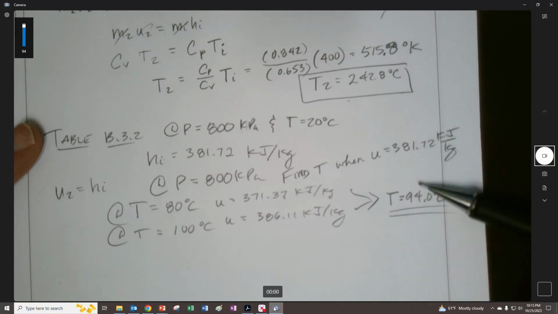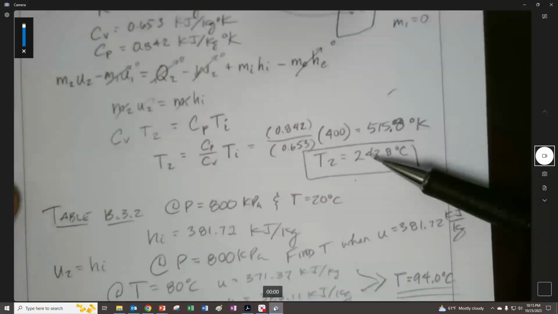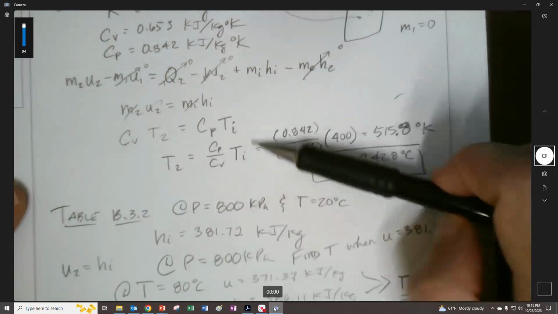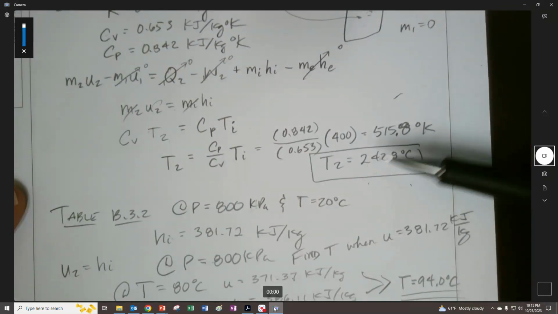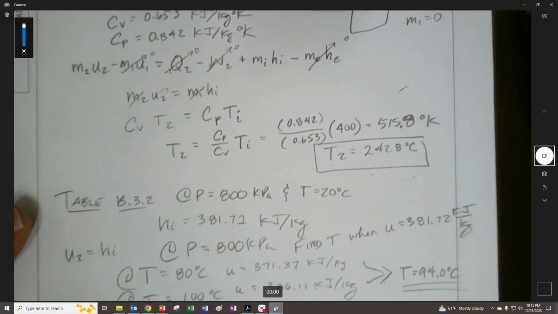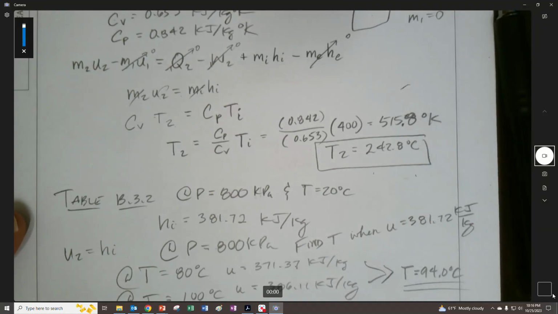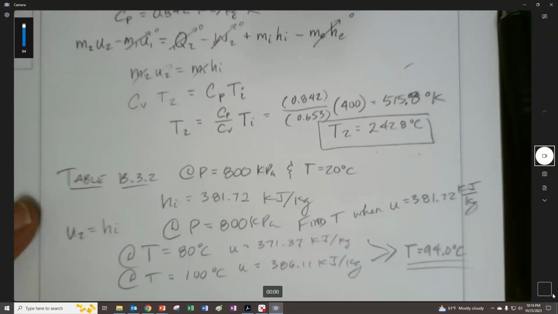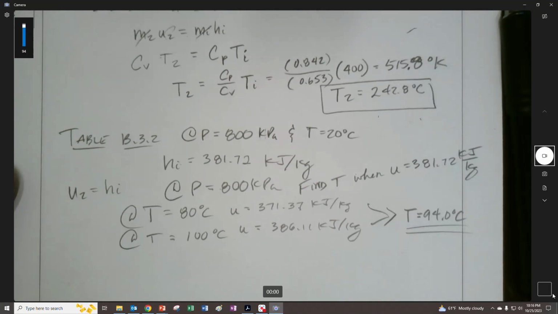So I don't think doing this method right here works all that well for carbon dioxide. That's my near-term conclusion. End of example.